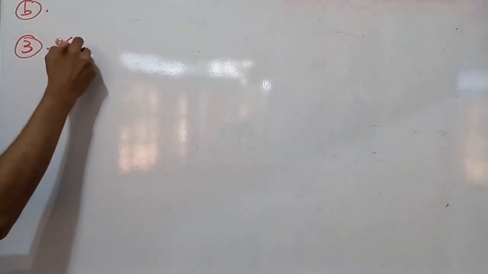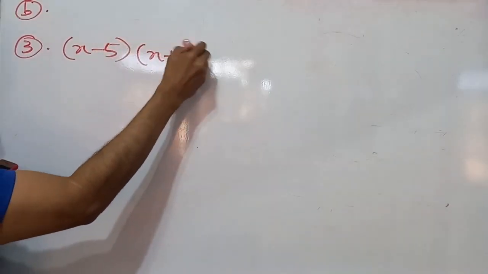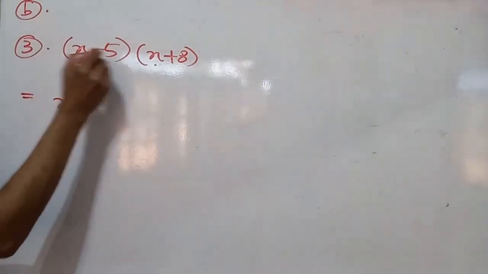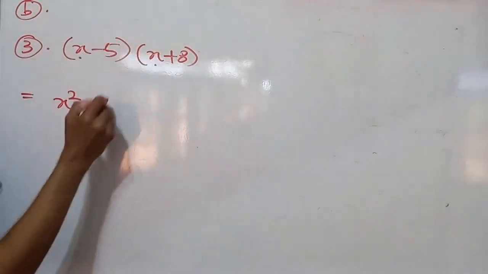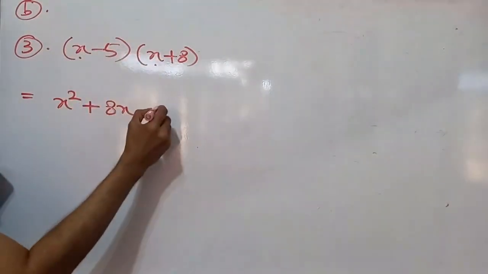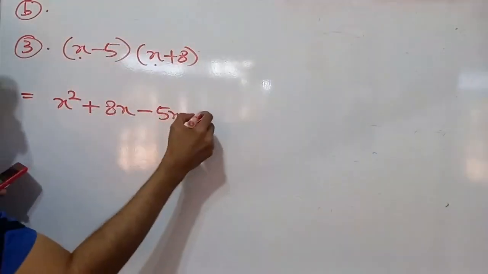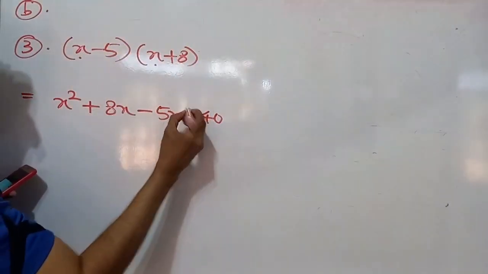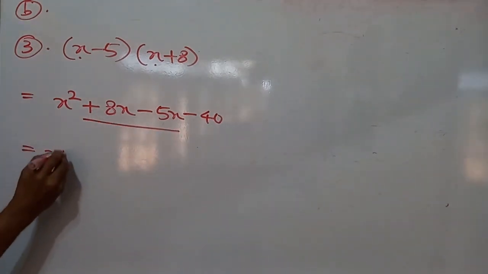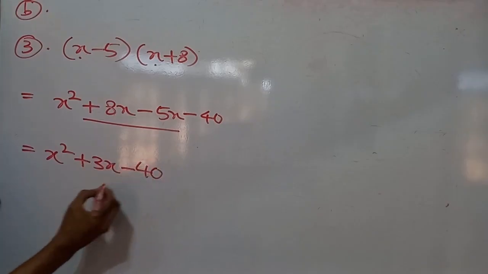So we have what? X minus 5, x plus 8, right? So x into x, we know that is x squared, positive into positive, that is positive. X into 8, that is 8x, positive into positive, we know that is positive. 5 into x, that is 5x, negative into positive, that is negative. 5 into 8, that is 40, negative into positive, that is negative. Right, so here are the like terms. So x squared plus 3x minus 40.